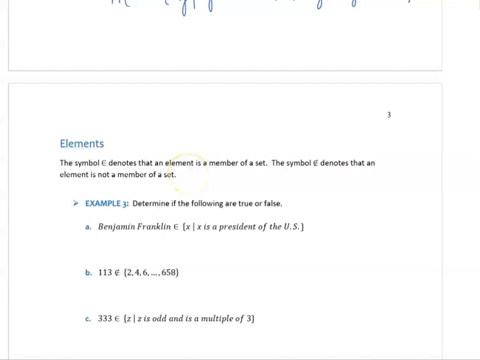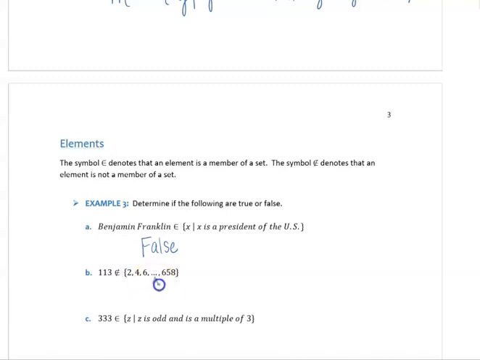Example 3. Determine if the following are true or false. Part A. Benjamin Franklin is an element of the set of all X such that X is a president of the United States. So this is basically the set of all U.S. presidents. And in this statement, we are saying that Benjamin Franklin is an element of that set. Well, that's false. Benjamin Franklin was never a U.S. president.